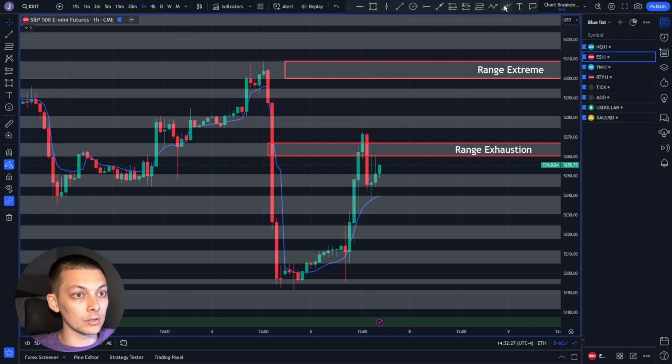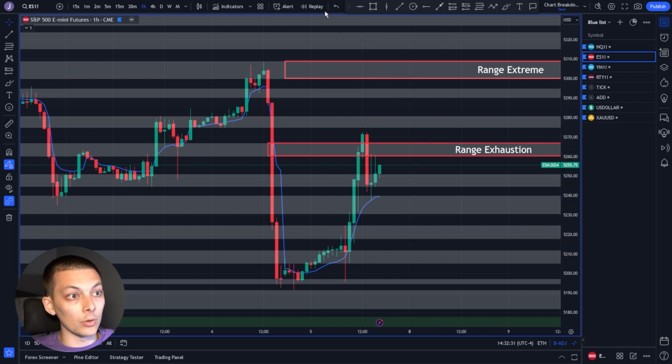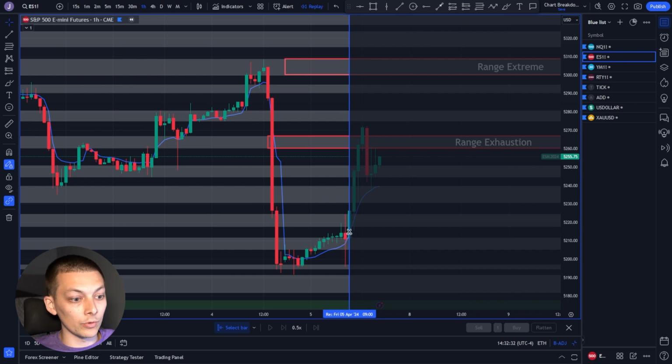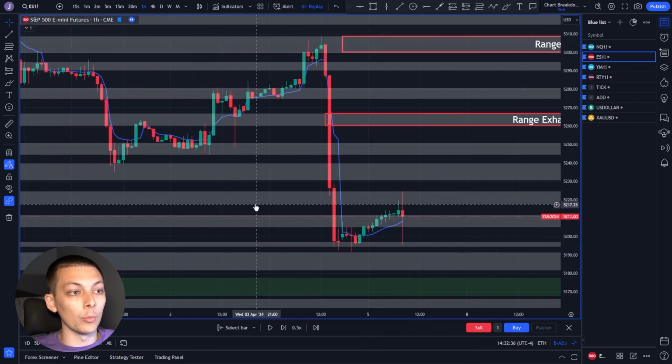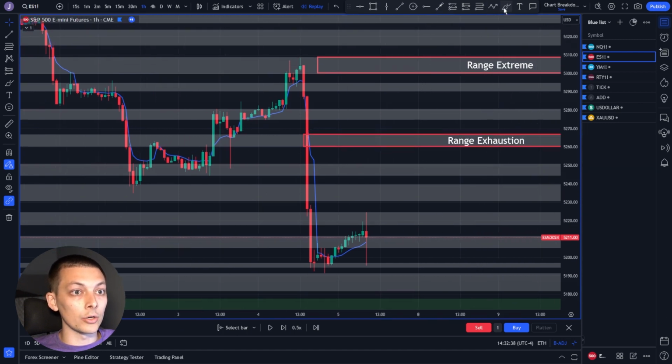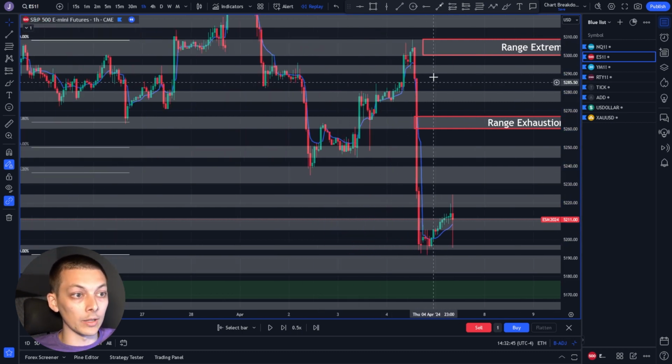So this whole move here was the result of Friday's move. I'm going to go into replay mode so I can remove some of the candles so we can see what the market looked like before the open happened. This large move down here was Thursday's news about Israel and Iran and the fear that entered the market. So it's a really large move down, breaking a lot of levels.